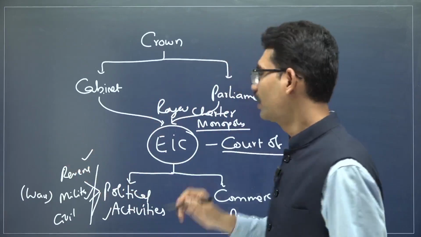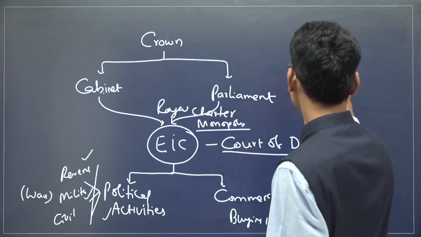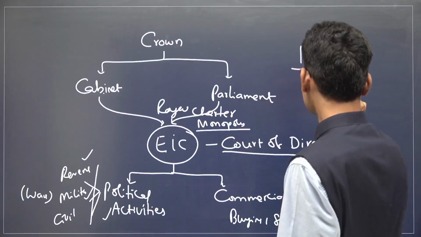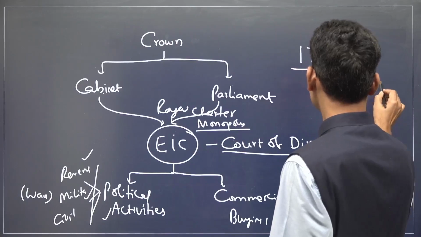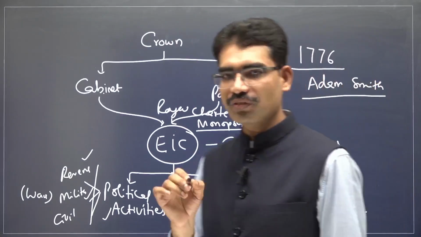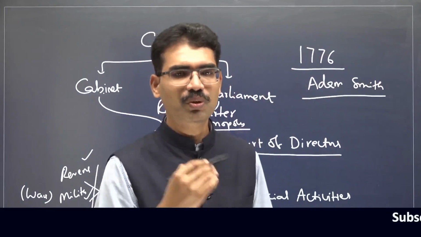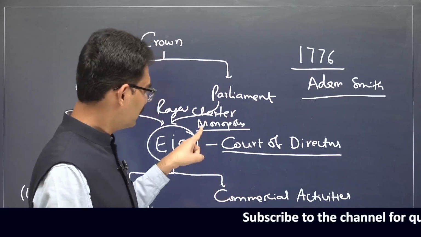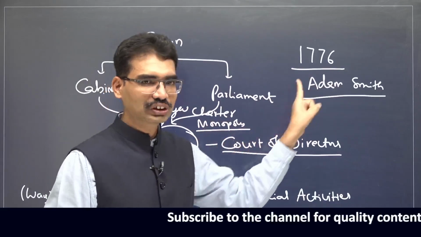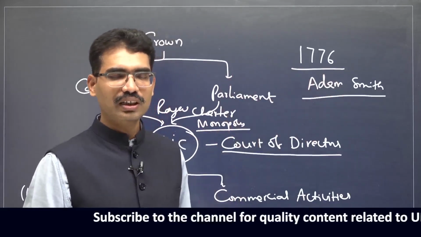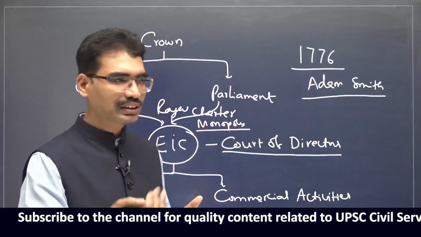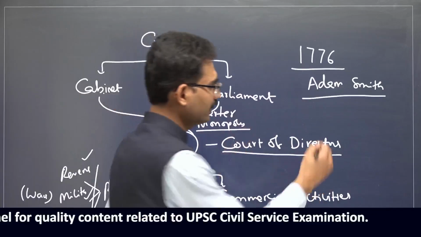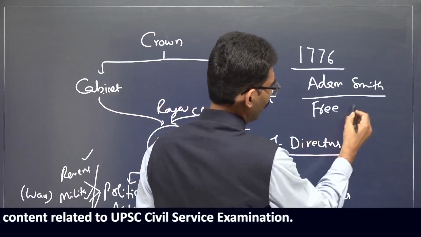In 1776, Adam Smith, who is considered as the founder or father of modern day capitalism, he has written that this kind of monopoly rights are destroying the wealth of nations. If you want to build the wealth of nations, you have to destroy these monopoly rights and you have to follow free trade.